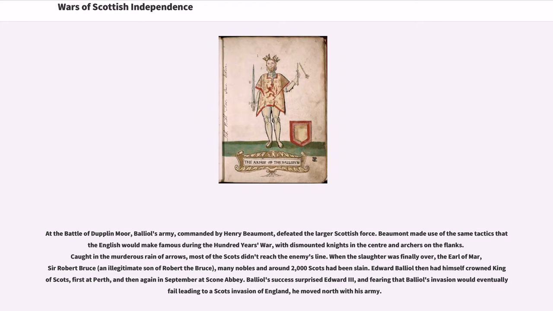been slain. Edward Balliol then had himself crowned King of Scots, first at Perth, and then again in September at Scone Abbey. Balliol's success surprised Edward III, and fearing that Balliol's invasion would eventually fail, leading to a Scots invasion of England, he moved north with his army.